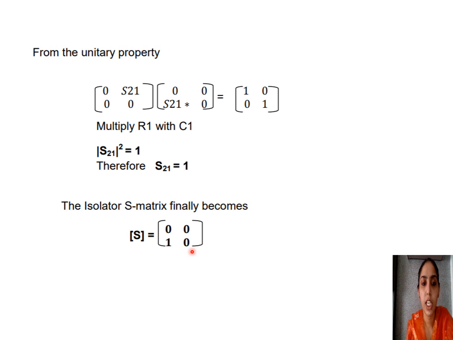So we are having transmission from port 1 to port 2, and not in the reverse direction. If you are asked to derive the S matrix for an isolator, you have to show these steps. Otherwise, if you are explaining the function of an isolator, you could directly write the S matrix for an isolator from the property as such.